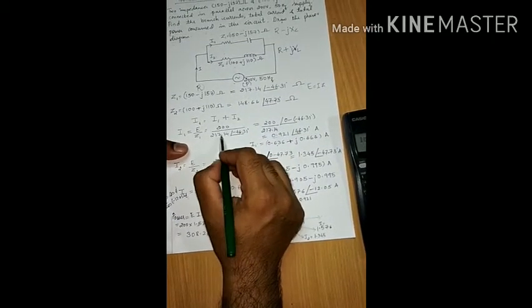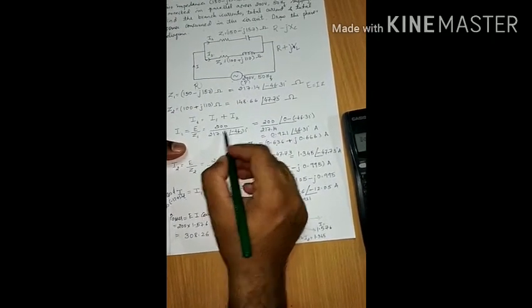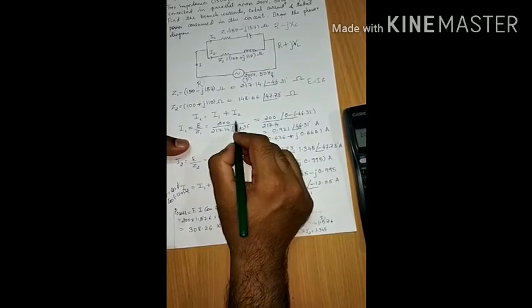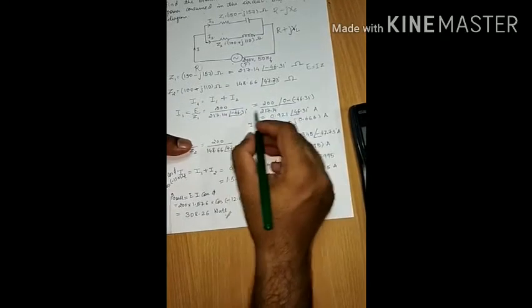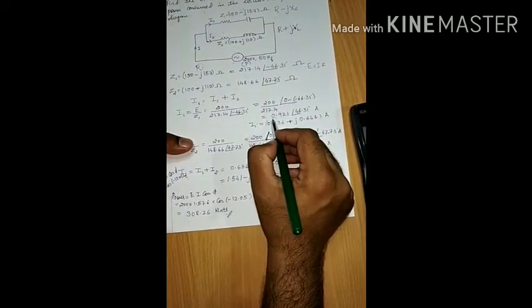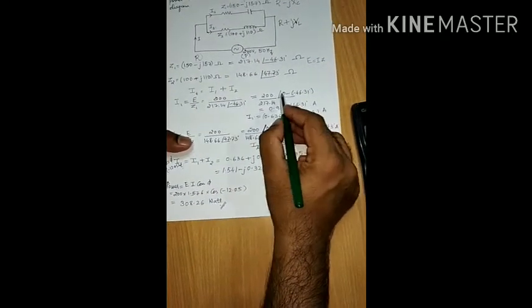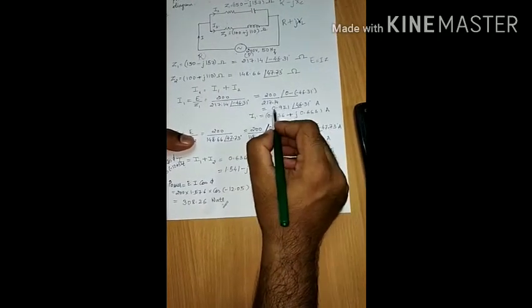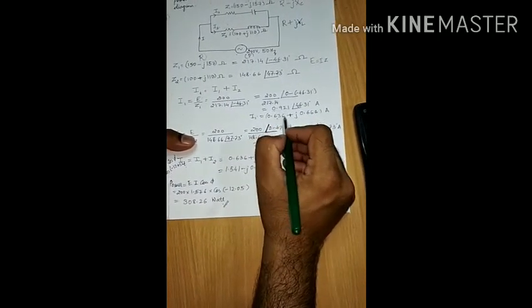So 200 by 217.14. Whenever there is a division operation in polar, the angles get subtracted. So this answer is going to give me 0.921, and here the angle becomes plus. Now again you are converting this polar to rectangular form.